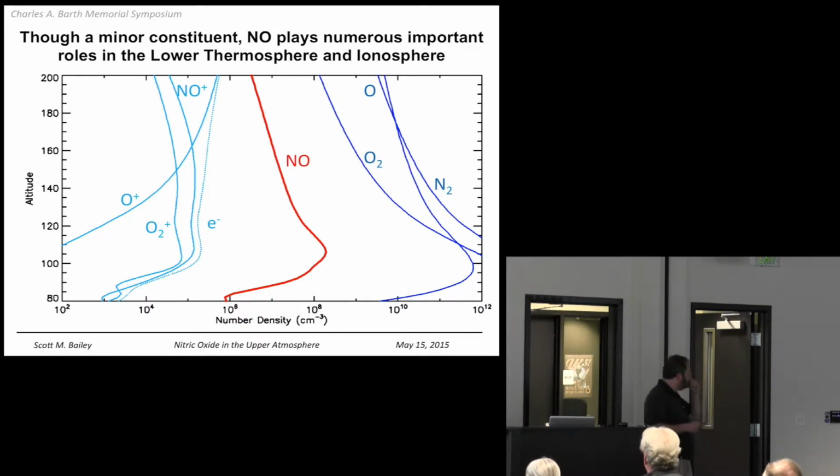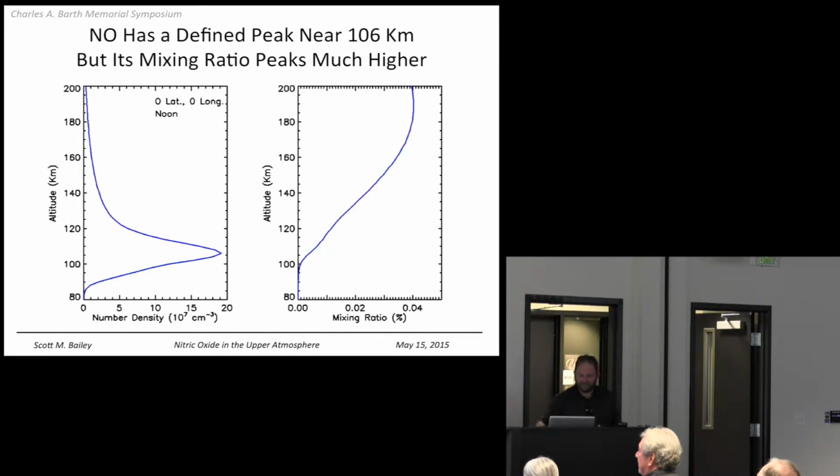We would call it a minor species, although it has behavior that's much more like a major species. But it's a small fraction of the number of molecules. In fact, I can show you that. If you plot again the nitric oxide density, it has a peak in density near 110 kilometers. But if you plot it in terms of what fraction of the atmosphere those molecules are, the peak is actually much higher, and the percentage is something like 0.04 or 0.03. It can vary, but it's something like that.